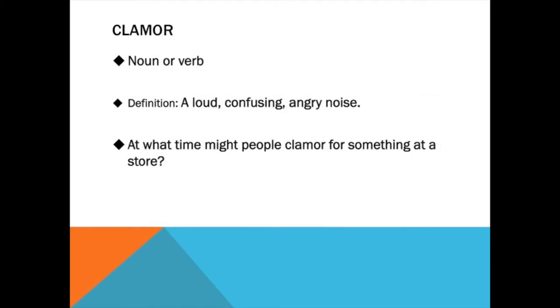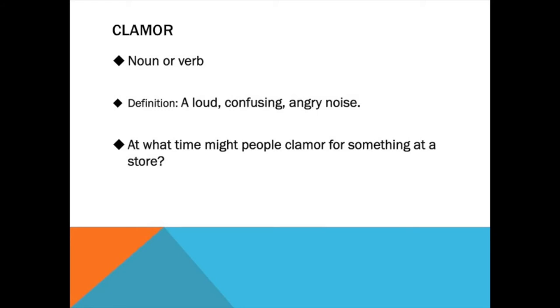The next word on our list this week is clamor. Depending on the sentence, clamor can be used as a noun or as a verb, action word. The definition of clamor is a loud, confusing, angry noise. So I might use clamor in a sentence this way. The crowd of protesters clamored for the governor's attention when he was about to sign a controversial bill into law. In that case, the word clamor was used as a verb.